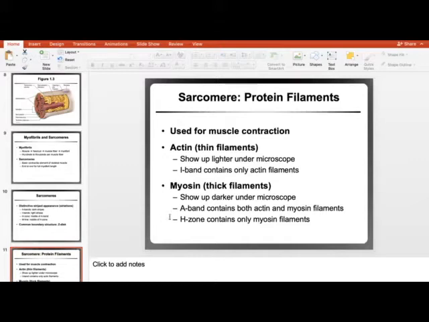In any event, the actin and myosin filaments are the proteins that are involved in this sliding filament theory. We talked about these H zones and I bands and such, so we'll move on.